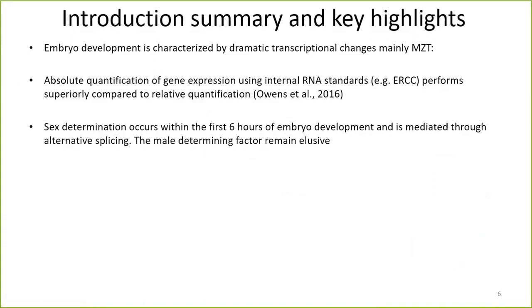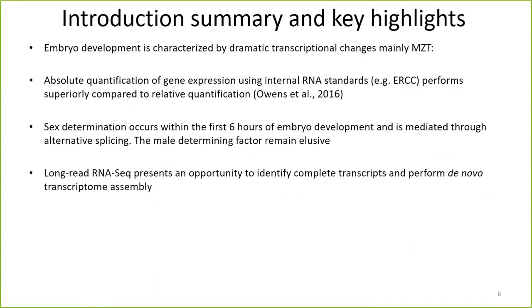Now, at least in the olive fly and also in Ceratitis capitata, we know that sex determination occurs within the first 6 hours of development, and it is mediated through alternative splicing. However, the male determining factor that is needed in the males to activate this cascade of sex determination has not been identified in these insects. So we think that long-read RNA sequencing presents us with an opportunity to identify complete transcripts and perform de novo transcriptome assembly.